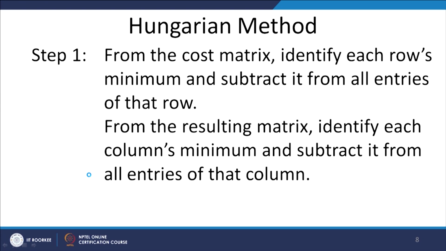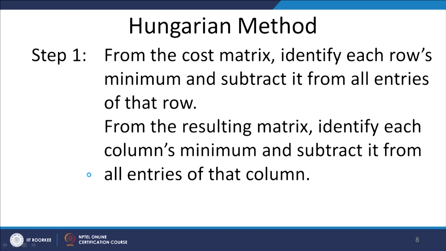To solve the assignment problem, the well known Hungarian method is there, and it has the following steps. Step number 1 is, from the given cost coefficient matrix, identify each row's minimum and subtract it from all entries of that row. What does this mean?